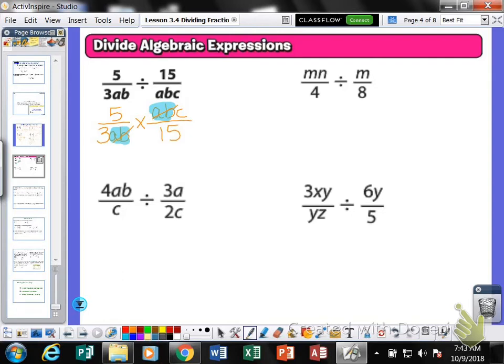Then I notice that 5 can go into 15. So 5 goes into 15 once, 5 goes into 15 3 times. So I have 1 times 1, times C, is C, over 3 times 3, which is 9. So C over 9 is my final answer.